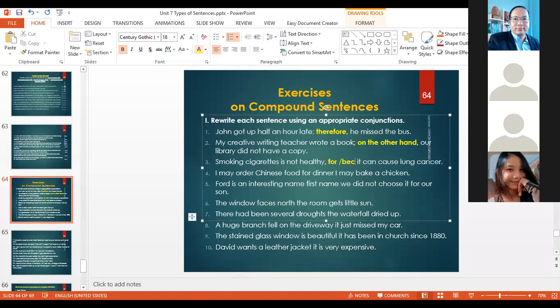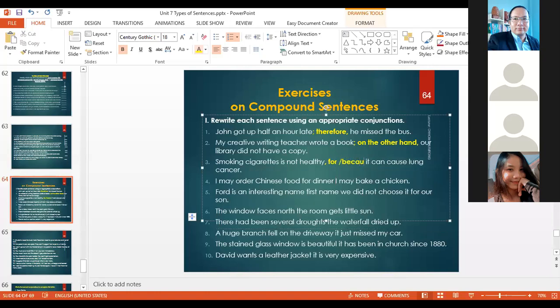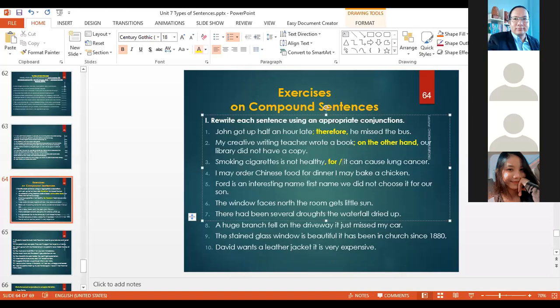If you use "because", it is what? A complex sentence, right? Don't forget that. If you use "because", it is an adverb clause, so it is a complex sentence. If you use "for", it is a compound sentence. Okay, how about another one?